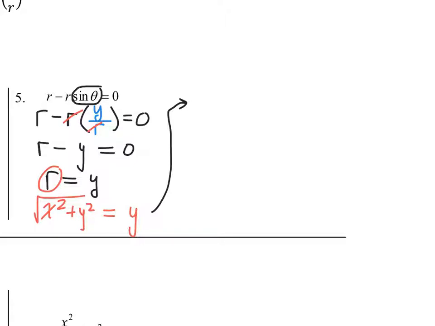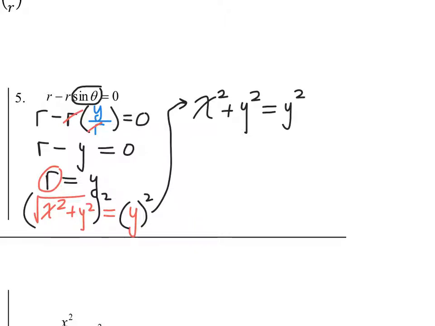I mean, if you wanted to, you could add the r sine theta to both sides immediately, and r sine theta is the definition of y, so you can make that substitution right off the bat, right? But if I square both sides, for example, you get x squared plus y squared equals y squared. Cancellation. x squared equals 0. Making x equal to 0.